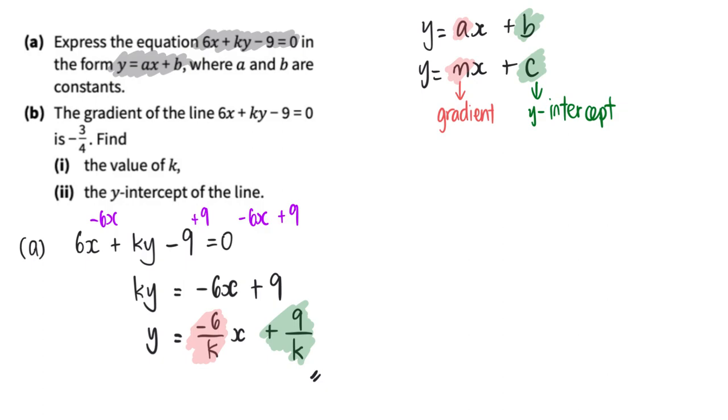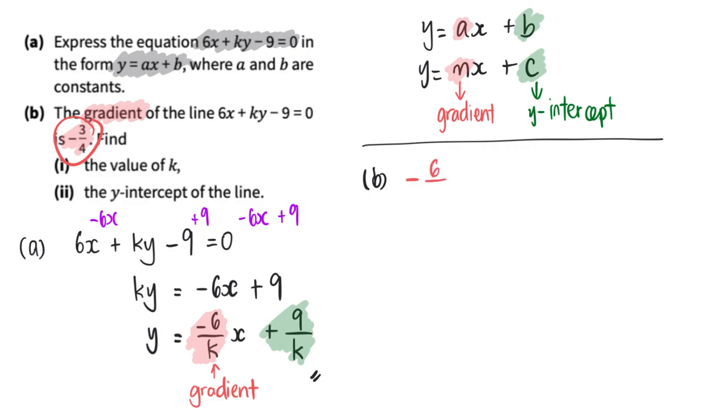Moving on to part B, now they tell me something very important. They tell me that the gradient is negative 3 over 4. Since I know that this represents gradient, and now they tell me the value of the gradient, all I have to do is to equate them together to solve for k.